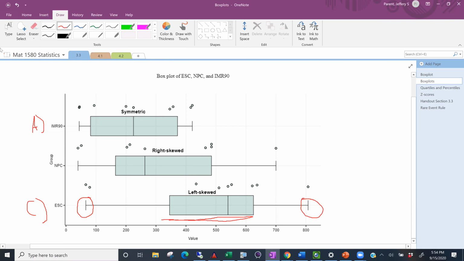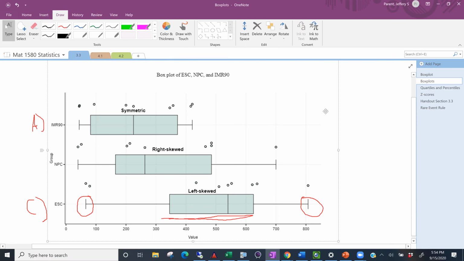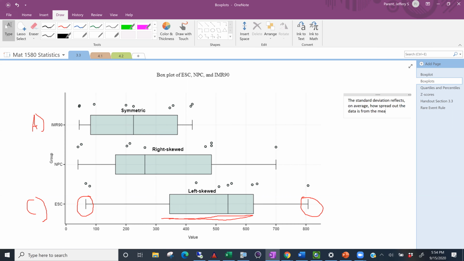And just to reiterate, standard deviation reflects, on average, how spread out the data is from the mean.